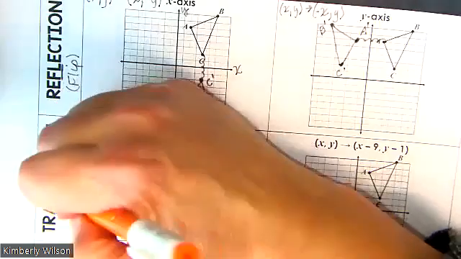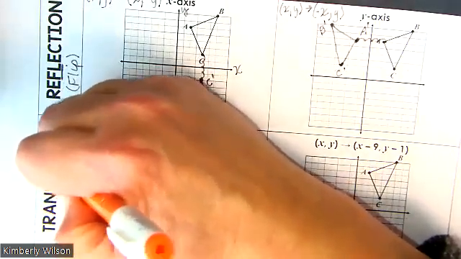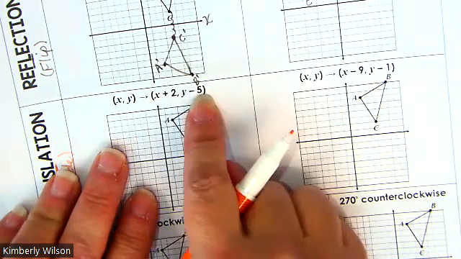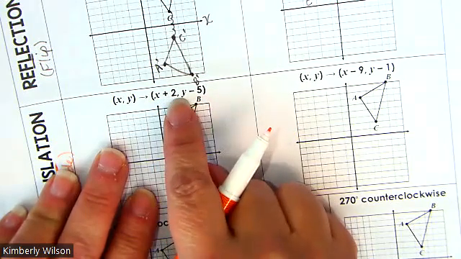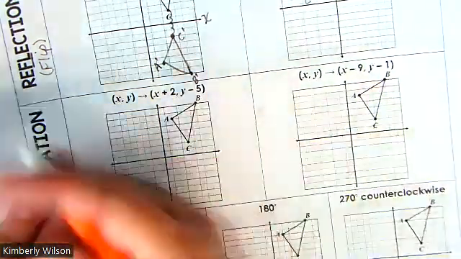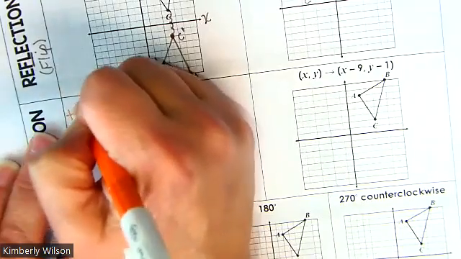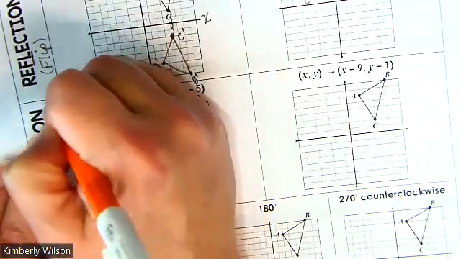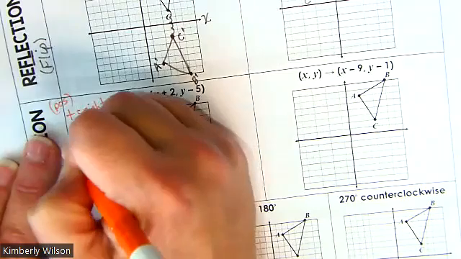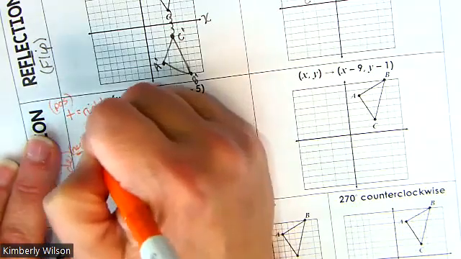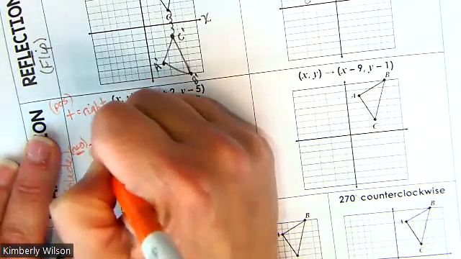Translation is where it's a slide. So it slides right or left, and that is determined by what is written in the algebraic rule. So the x is plus 2. That means the new figure is going to move 2 to the right because it's positive. So positive means to the right or up. Negative is to the left or down.